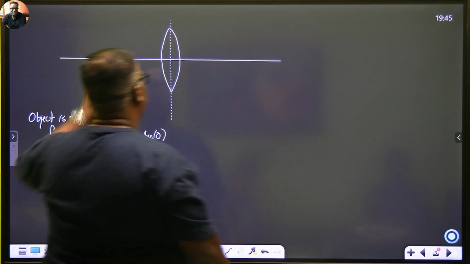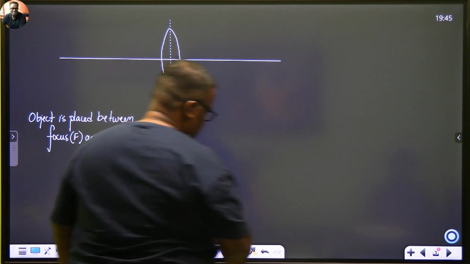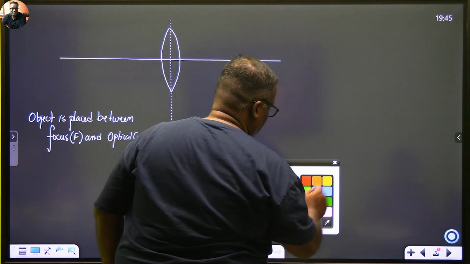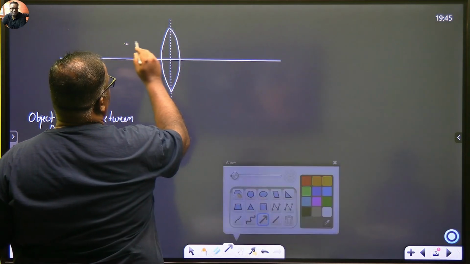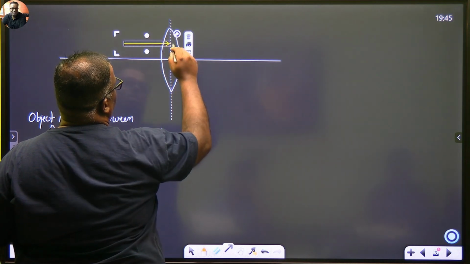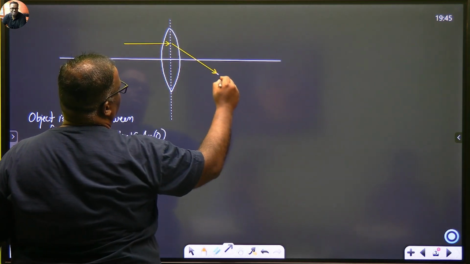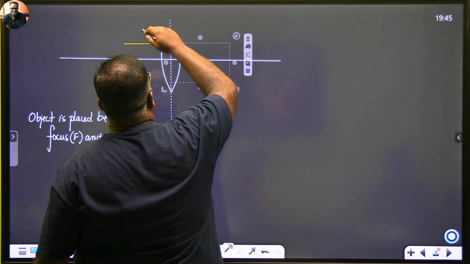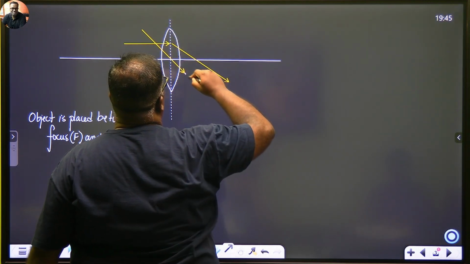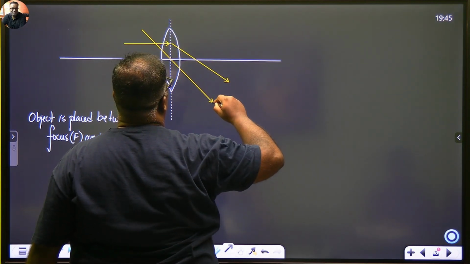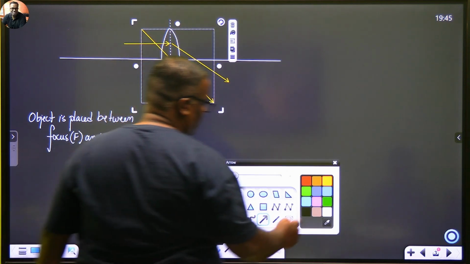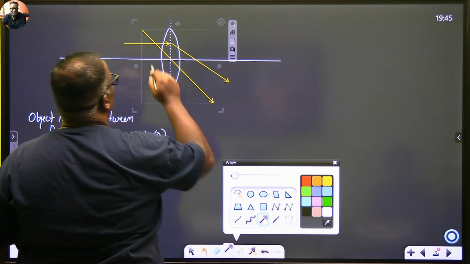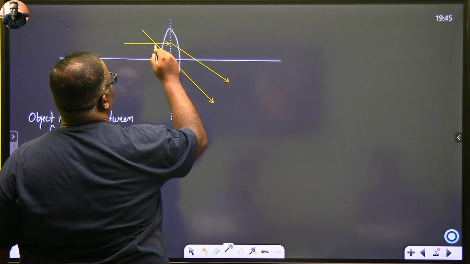Okay. I'm deliberately not drawing the object as of now because else it becomes difficult to maintain the symmetry. Through the focus, and another ray which passes through the optical center goes undeflected. Now I'll bring my object, and my object is here.